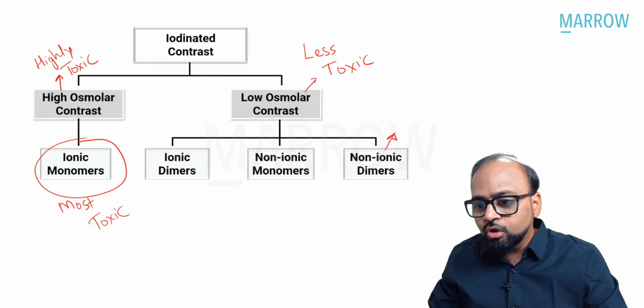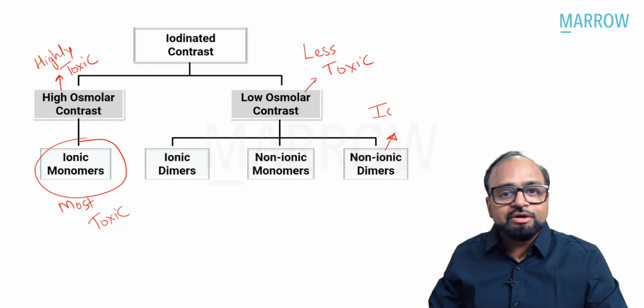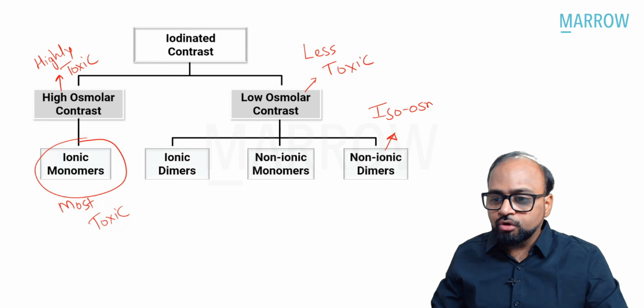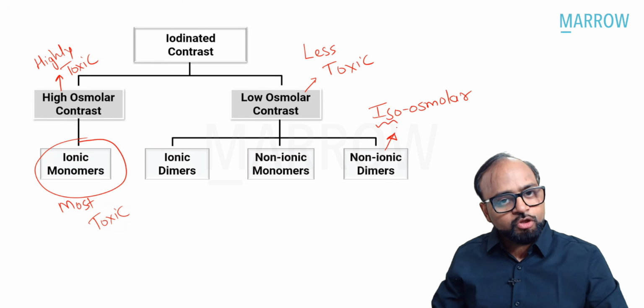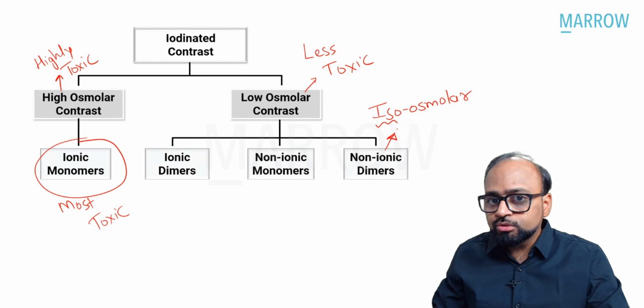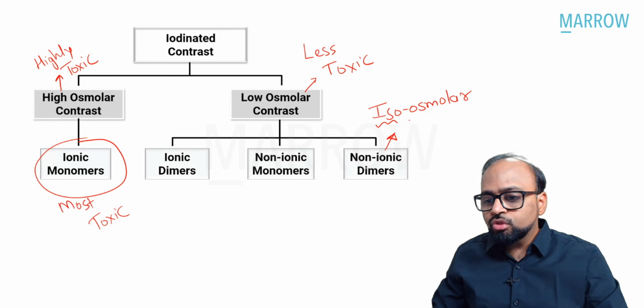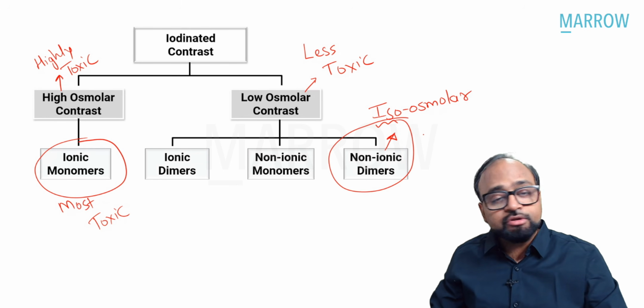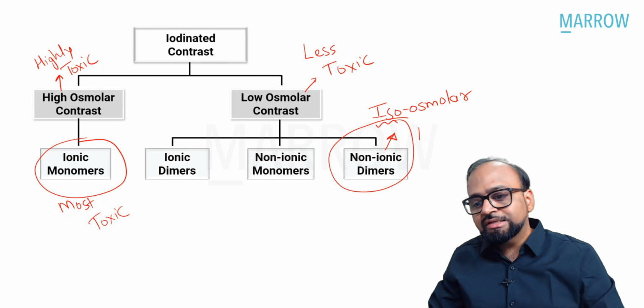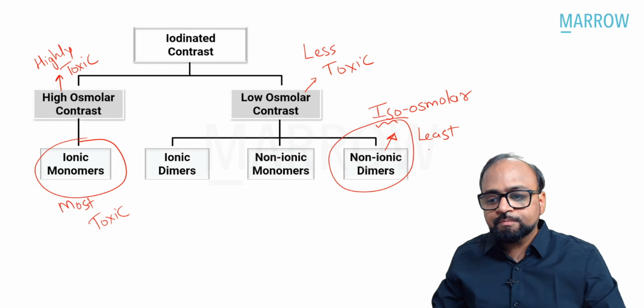The subtype non-ionic dimers is called an iso-osmolar contrast agent, where iso means same, so its osmolarity is similar to that of human serum or plasma. So non-ionic dimers are relatively the least toxic ones.